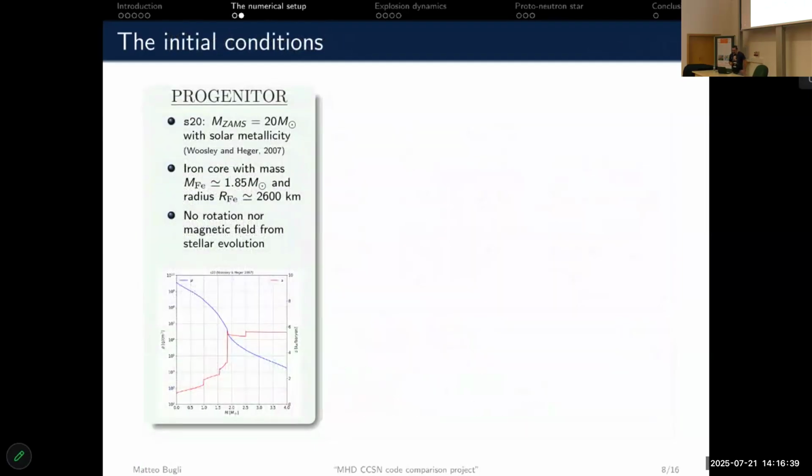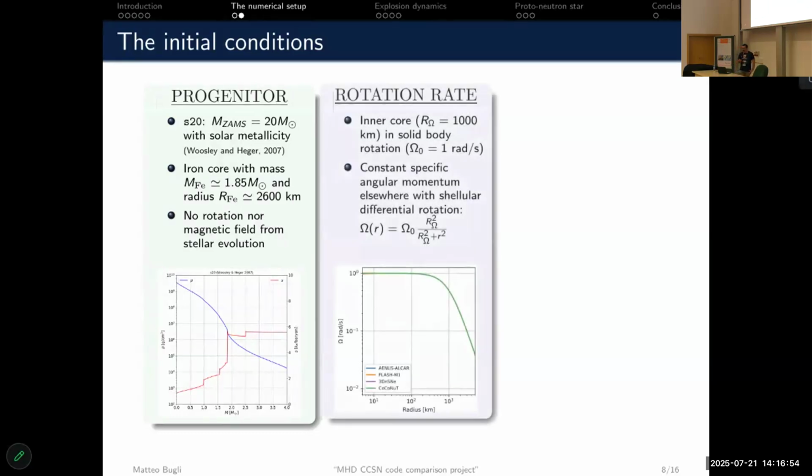I will go a bit fast through the initial conditions. Essentially, we landed on a popular progenitor, s20, 20 solar masses with solar metallicity. This progenitor has no rotation, no magnetic fields, but what we did was put them in by hand. So we have a rotation rate which is constant within the first 1,000 kilometers, and then a decaying law that describes a constant specific angular momentum distribution, which is rather common in the literature.